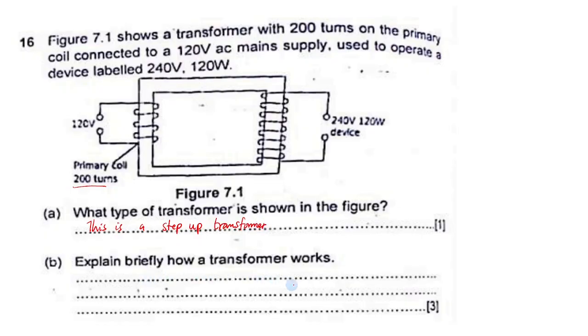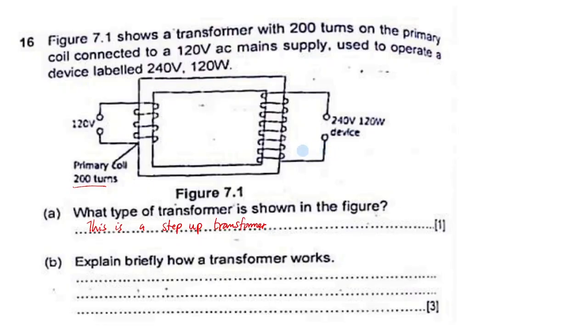Explain briefly how a transformer works. I'm just going to say what I explained in the other one: alternating current passing through the primary coil induces a changing magnetic field in the iron core, and the changing magnetic field in the iron core induces alternating current in the secondary coil.